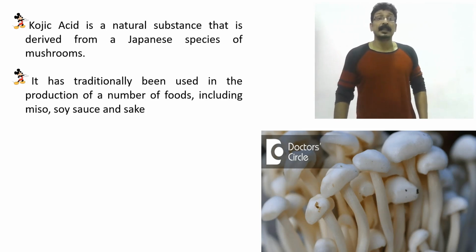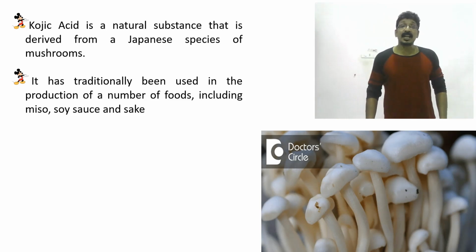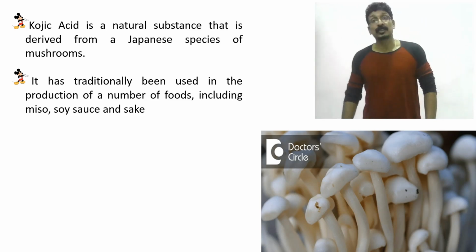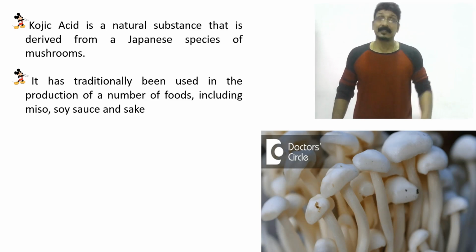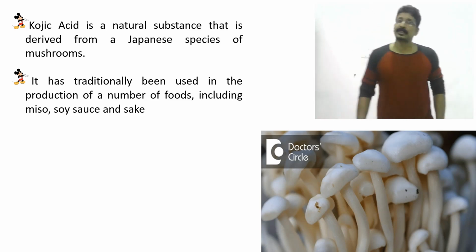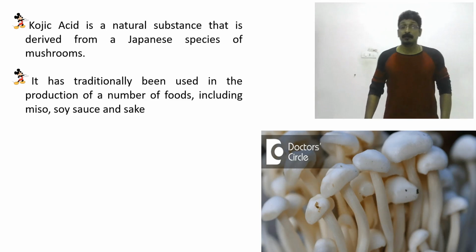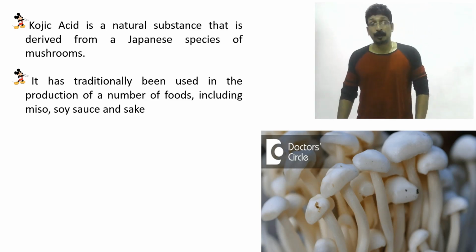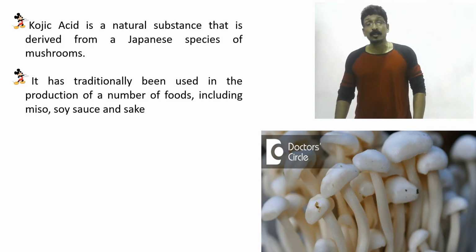It has traditionally been used in the production of a number of foods, including miso, a Japanese food, and soya sauce. And sake is one of the important Japanese preparations. It is a beverage which is prepared by fermenting. So in that also they are using this kojic acid, which is produced from this mushroom.